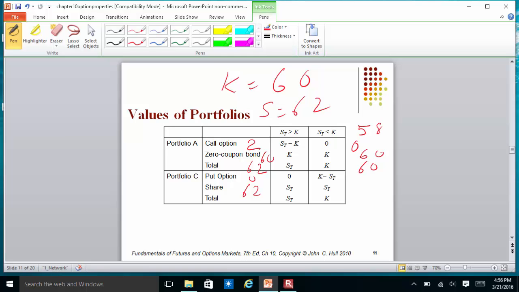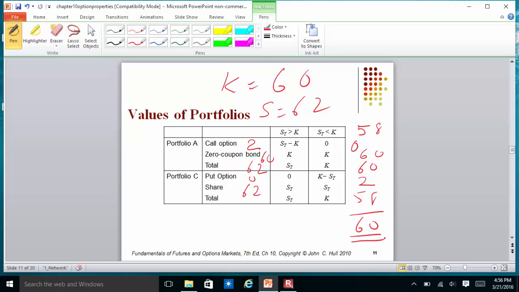Now what about the put option? The put option you bought has a strike price of 60. So 60 minus 58 is going to give you $2, and the stock is worth 58. So your overall value is $60. So what we see here is that when the stock price is greater than the strike price, put call parity seems to hold, and when the stock price is less than the strike price also, put call parity should be holding.